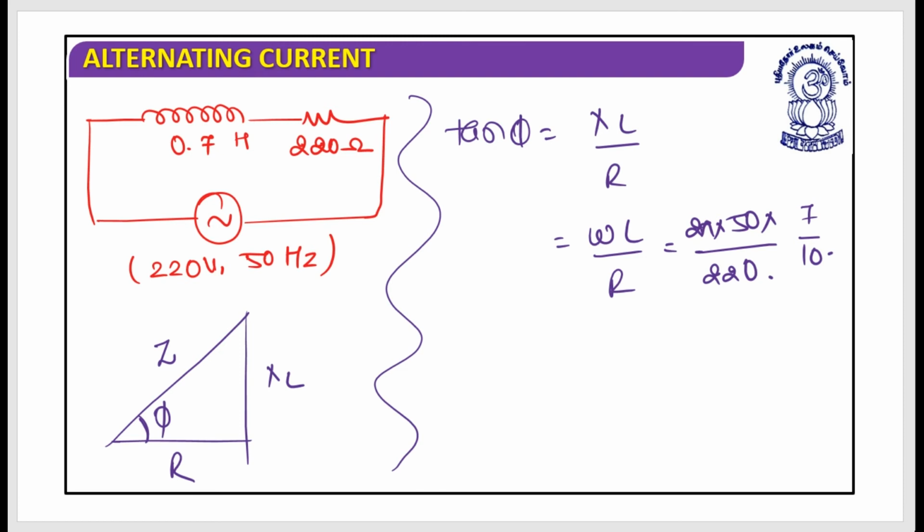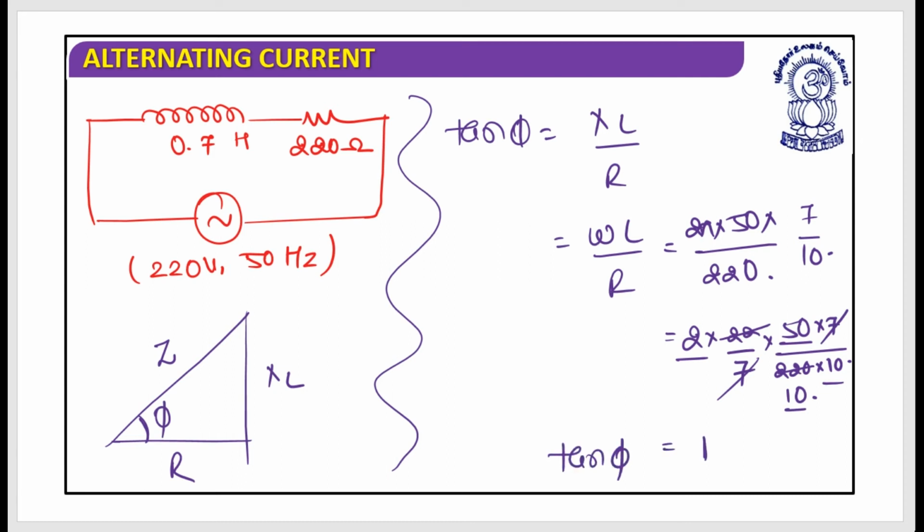Is it clear? So if you try to solve this, this is 2 into pi, that is 22 by 7, multiplied by 50 into 7 divided by 220 into 10. This 7 has gone. Here 22 and 10, and 5 twos are 100, and this 10 is 100, so this will be equal to 1. So what I receive is tan phi is equal to 1.